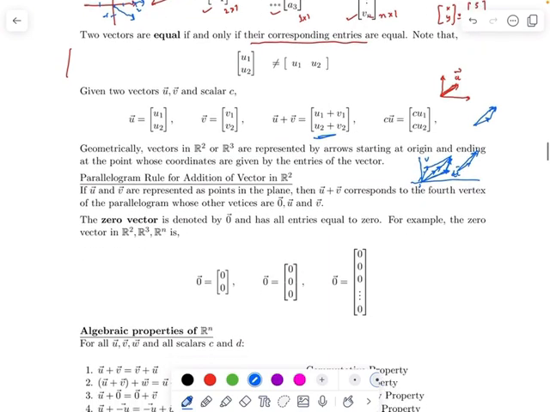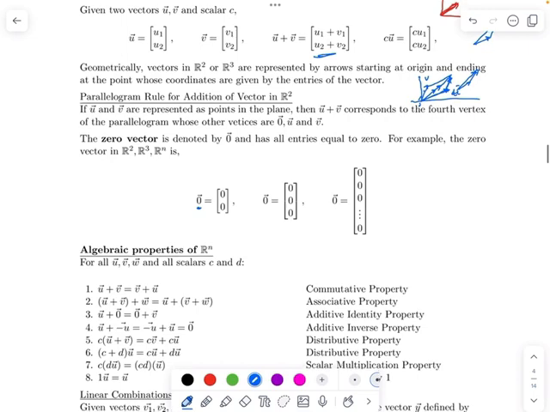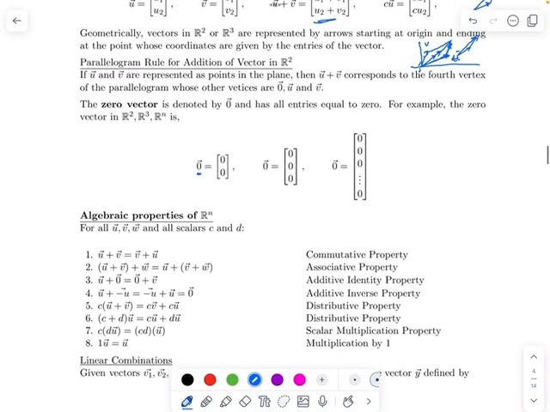Now the zero vector is very important. The zero vector is denoted by just 0 with an arrow on top, and it has all entries equal to 0. But which size? Well, it depends. We usually don't put the size with the name zero vector, but it should be obvious from the context which type of vectors we are using. Accordingly, the zero vector will be of the same size.